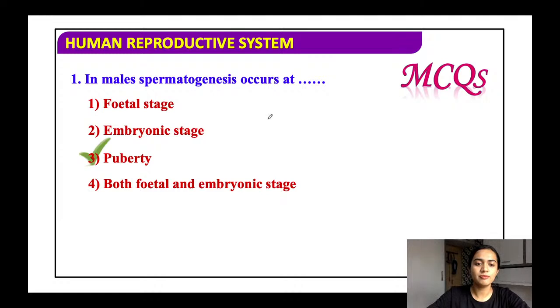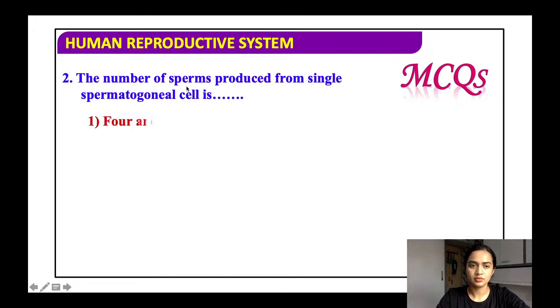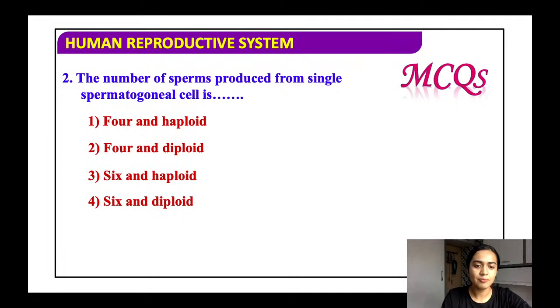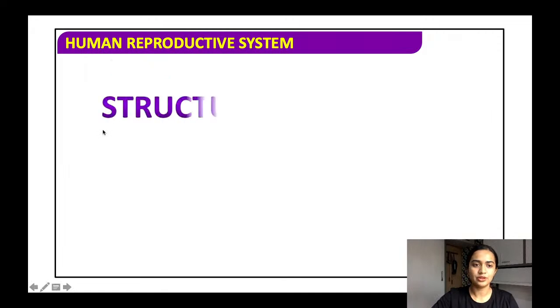So the answer is for male, it will occur in puberty. It is in the female that it will start in the fetal stage itself. Now, the number of sperms produced from a single spermatogonial cell is: 4 and haploid, 4 and diploid, 6 and haploid, or 6 and diploid. Please remember, spermatogonial cells will give rise to gametes, and gametes will always be haploid. And we have seen that in the end, there is production of 4 haploid cells, that is the sperm. So it is 4 and haploid.